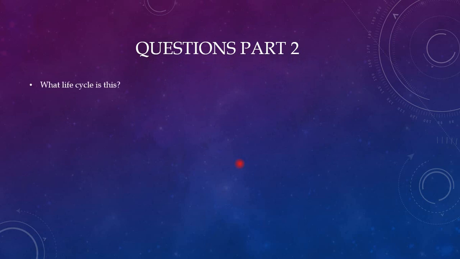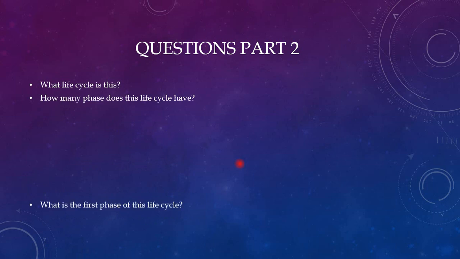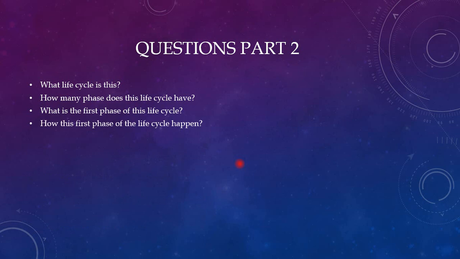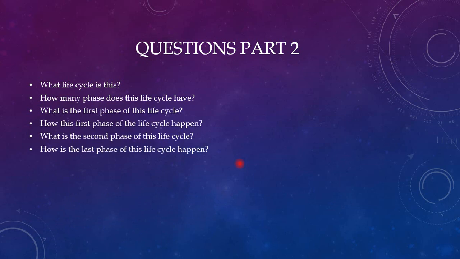First one is, what life cycle is this? And then how many phases does this life cycle have? And what is the first phase of this life cycle? And how does this first phase of the life cycle happen? And then what is the second phase of this life cycle? And then how does the last phase of this life cycle happen? Actually, the phases of a life cycle just depend on the life cycle itself.